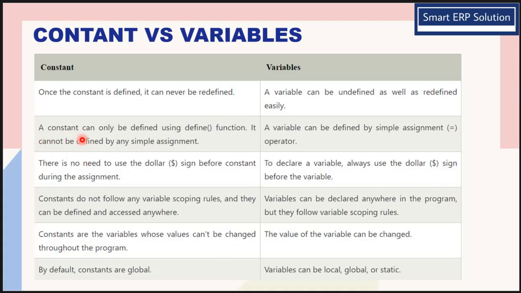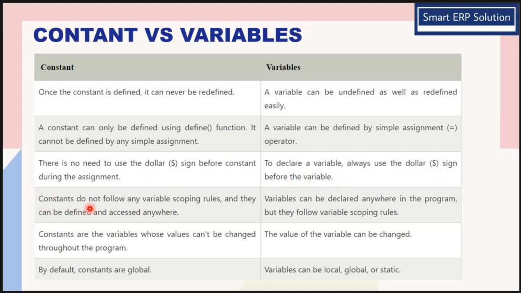For constant, a constant can only be defined using the define function. It cannot be defined by any simple assignment. For variable, a variable can be defined by simple assignment using the equal operator. For constant, there is no need to use the $ sign before the constant during the assignment. For variable, to declare a variable, always use the $ sign before the variable.